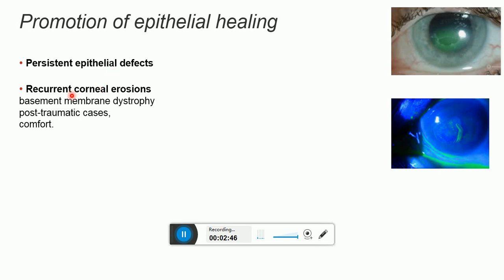Another use is recurrent corneal erosions. They are associated with basement membrane dystrophy and require long-term contact lens wear to reduce the recurrence rate. In post-traumatic cases, lens wear can usually be discontinued after a few weeks. Lens wear also improves comfort.